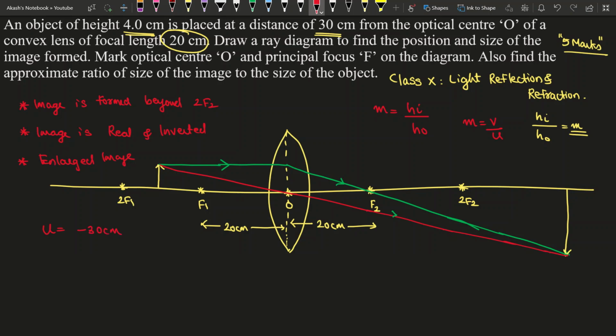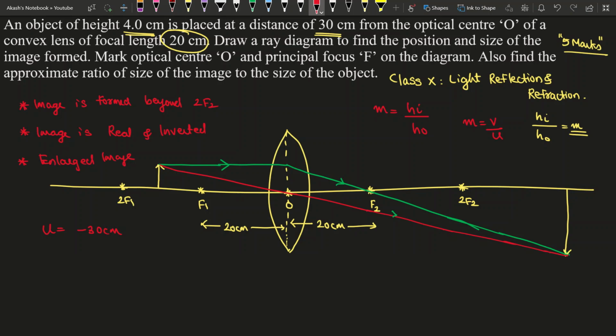Why is it minus 30? This is the direction of the incident ray. Object is placed here. If you are measuring from the optic center, the length is measured in the opposite direction. That is why, according to sign convention, the measurement which is taken opposite to the direction of the incident ray will be considered as negative. So it is minus 30 centimeter.